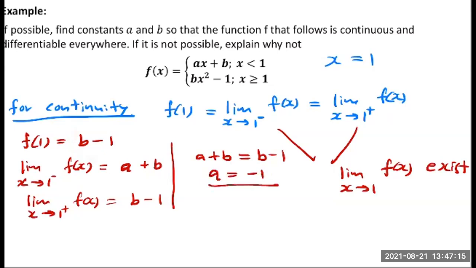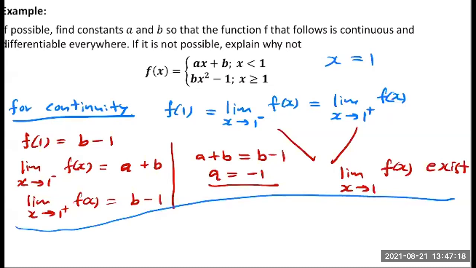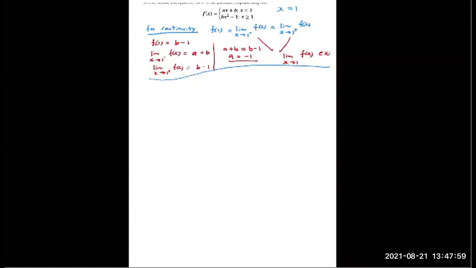Now, how do you find the value of b? To find the value of b, I want to use the fact that I want my function to be differentiable at x equal to 1. To make sure of that, I take the derivative function f prime of x to the left of 1 and to the right of 1. When x is less than 1, what is my derivative? All you do is take the derivative of this function. This looks like mx plus b.